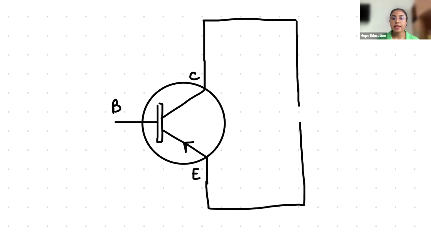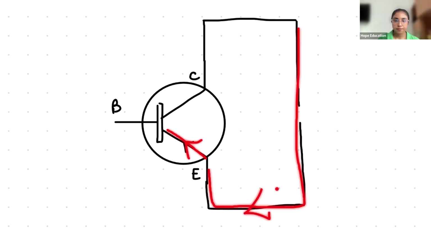C and E should be connected so that current will flow in the direction of the arrowhead. The arrowhead is like this, it points to this side. That means the current should flow in this direction. Did you understand that? The current should flow in the direction of the arrowhead.